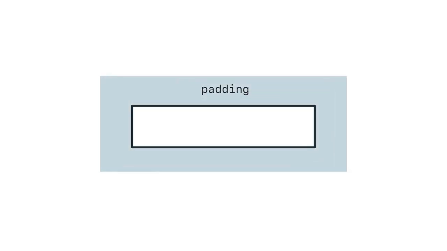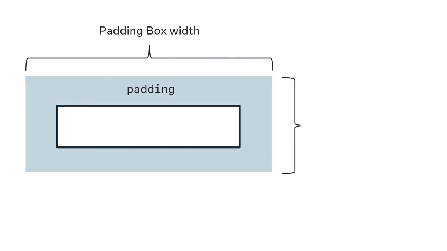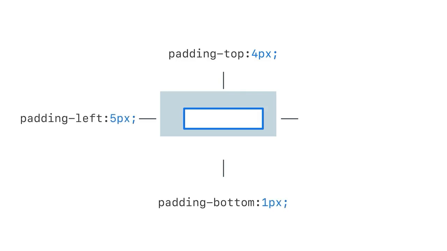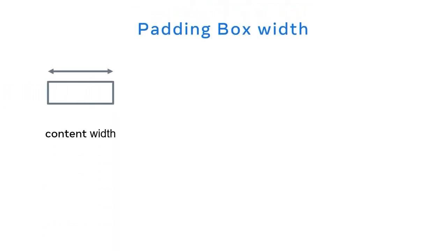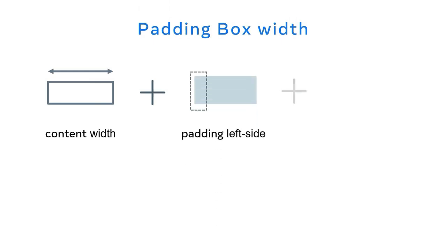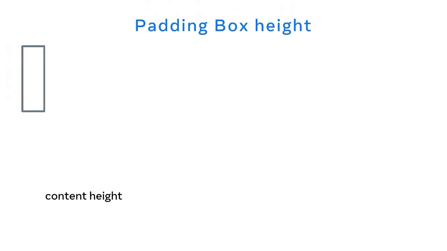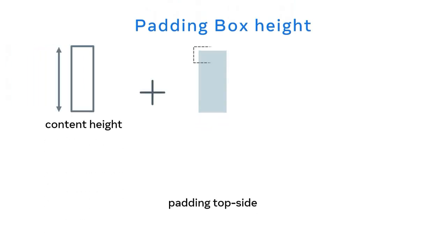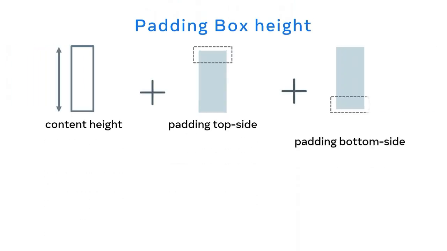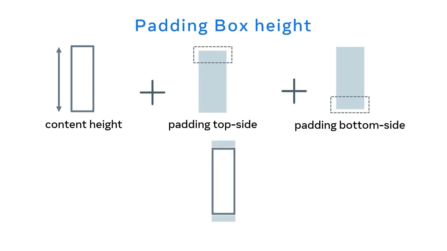Let's move on to the padding. The padding extends the content size. Its size is known as the padding box width and the padding box height. The thickness of the padding is determined by the padding top, padding bottom, padding left, and padding right. The padding box width can be calculated as content width plus padding left side plus padding right side. And you can calculate the padding box height by adding the content height, the padding top side, and padding bottom side together.